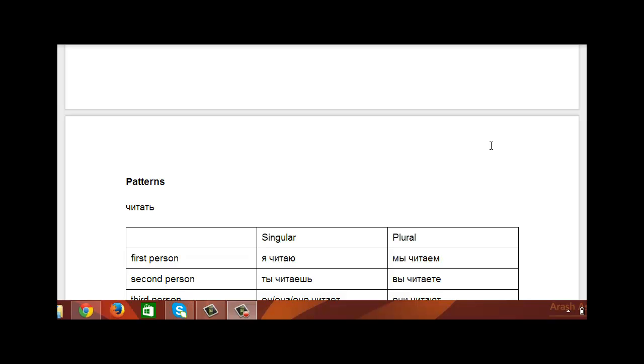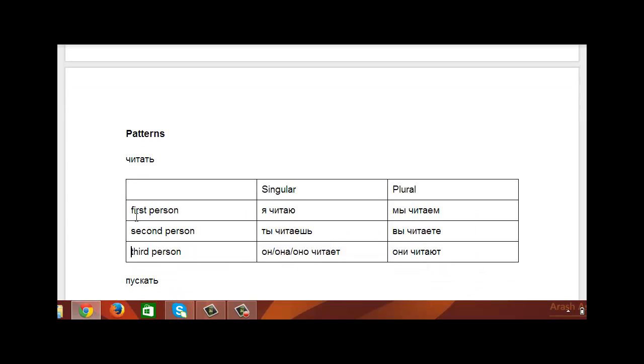So we're going to be learning the first three patterns. Our first pattern is читать. You probably remember it well, but let's say it through to remind ourselves. Повторите. Читать. Я читаю. Ты читаешь. Он читает. Мы читаем. Вы читаете. Они читают.